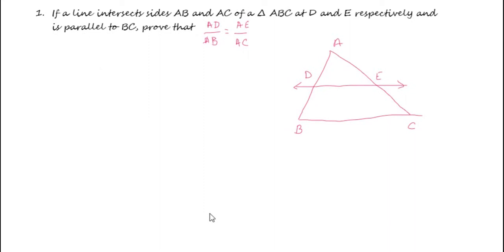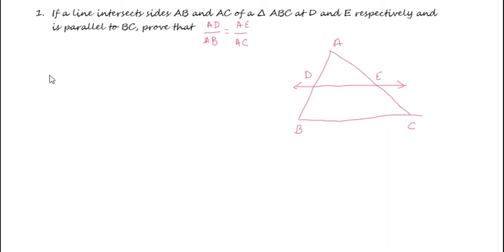Now we will solve a couple of exercises. This is the first one. If a line intersects sides AB and AC of a triangle ABC at D and E respectively and is parallel to BC, prove that AD by AB equals AE by AC. Here it is AD by AB, not DB.